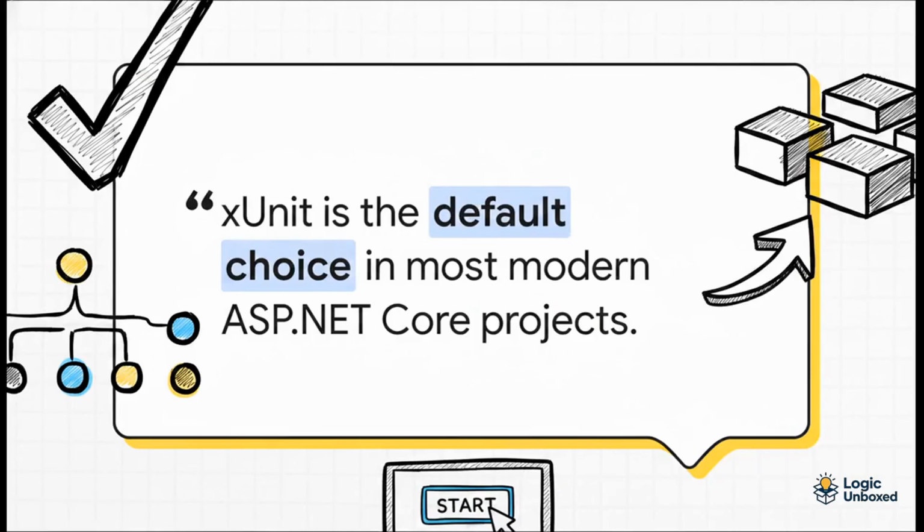And that's the real key takeaway here. xUnit isn't just another option on the menu, it's become the default. If you're starting a new ASP.NET Core project, this is almost certainly what you're going to see. So knowing xUnit isn't just helpful anymore, it's pretty much essential.